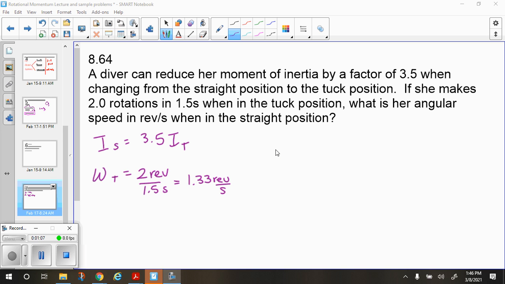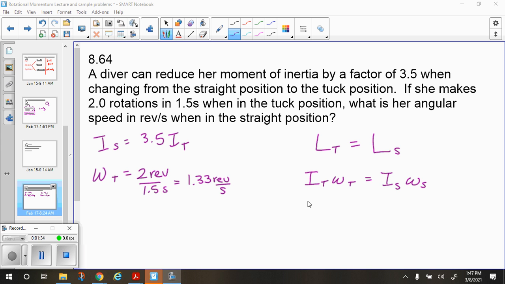And we know that momentum has to be conserved. So the angular momentum of the tuck position is equal to the angular momentum of the straight position. And angular momentum is I times omega, so the rotational inertia of the tuck position times the angular velocity of the tuck position equals the rotational inertia of the straight position times the angular velocity of the straight position.